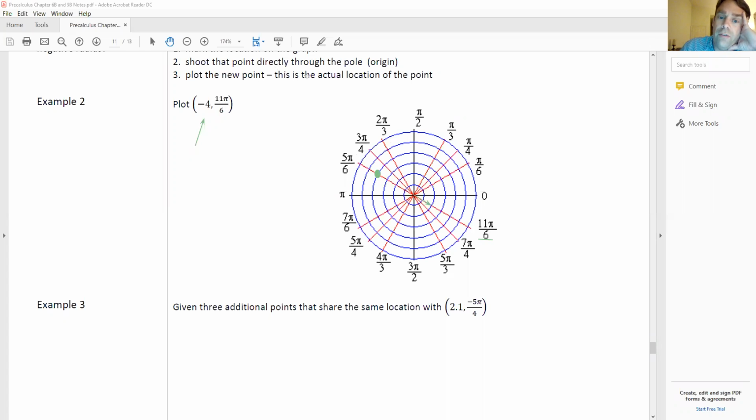Why don't you guys do me a favor and see if you can come up with 3 different ways to express -4, 11 pi over 6. Well, here's one way I see it. Another way to think of it is it could have been 4, 5 pi over 6. That would have given me the same point.